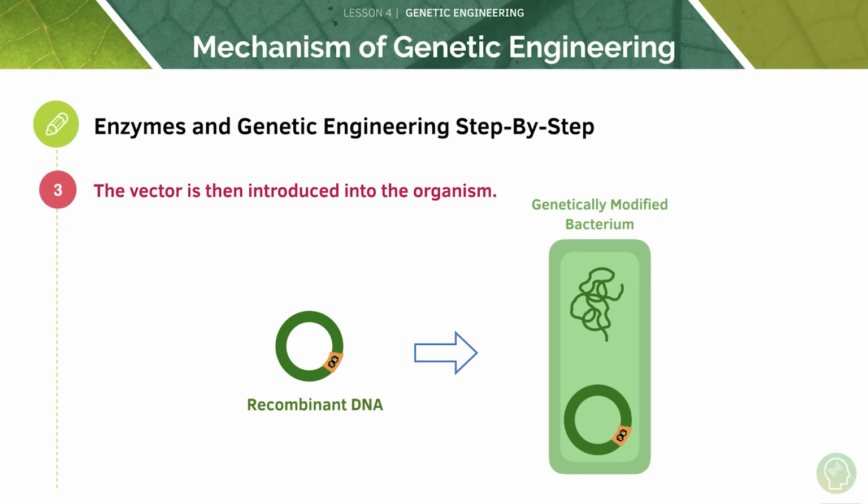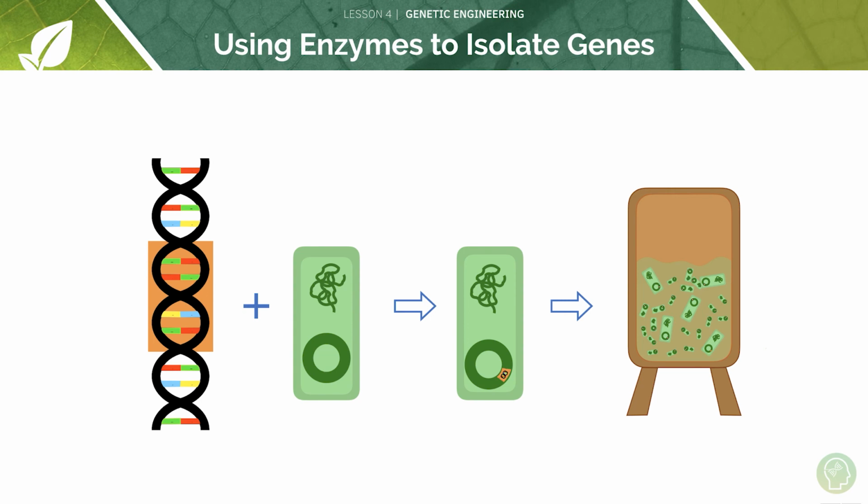So we then have our vector with our insulin gene. We call this our recombinant DNA because it has been recombined. And we then introduce it back into our donor organism, so into our bacteria. We then call this genetically modified bacterium because it contains recombinant DNA. So our plasmids are transferred back into our bacterial cell, and then we can introduce it into a fermenter where the bacteria are going to multiply, and we're going to get lots of insulin-producing bacteria.